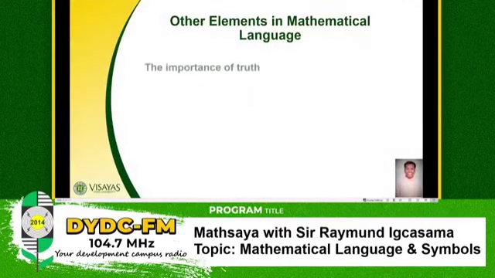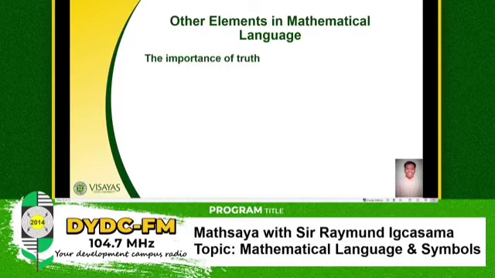There are four elements in mathematical language. The first one is the importance of truth. This is very important, because the notion of truth, or the essence of being true or false, is of vital importance in the mathematical language. Now, how to determine if your sentence or statement is true or false?